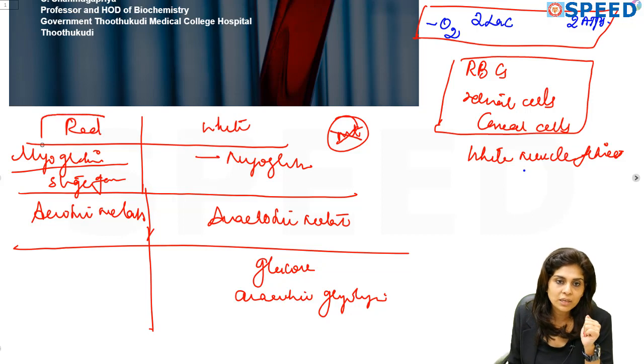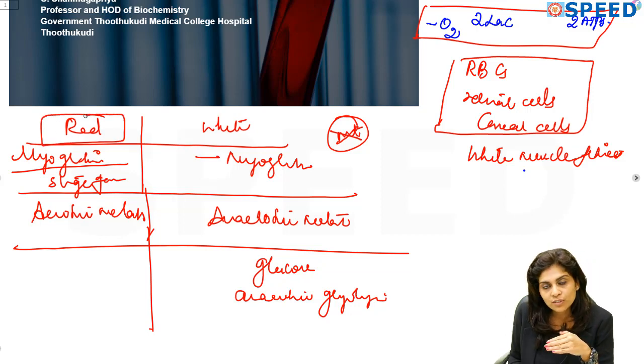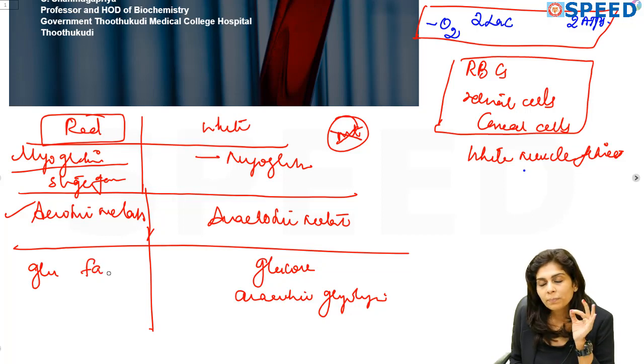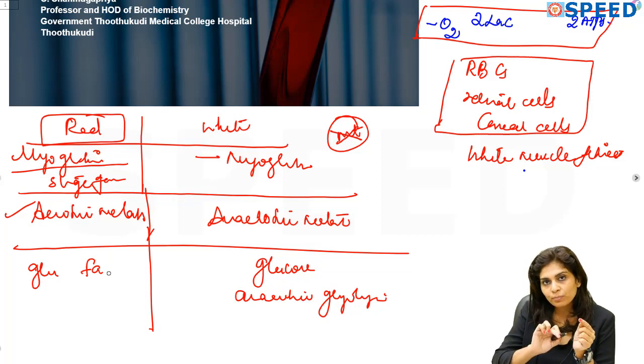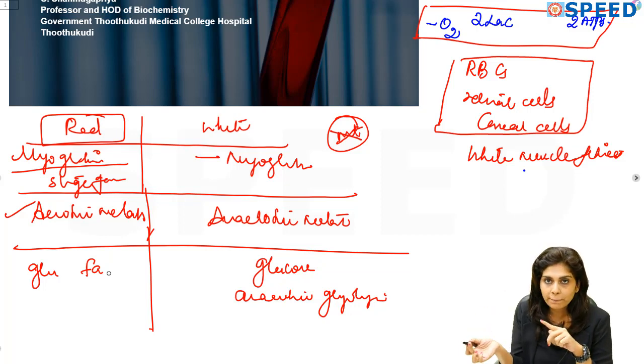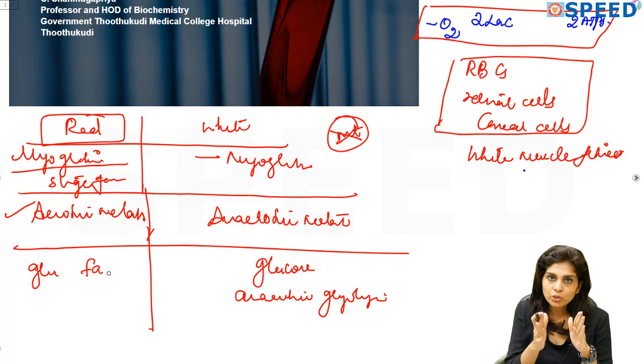Whereas red muscle fibers, I said it has got myoglobin, which is a storage form of oxygen, so it's going to undergo aerobic metabolism. And if it's aerobic metabolism, a cell has got two choices of fuels. One is glucose, the other one is fatty acid. Yeah, all of you, please remember this. Glucose can be used both aerobically and anaerobically. Fatty acids can be used only aerobically.